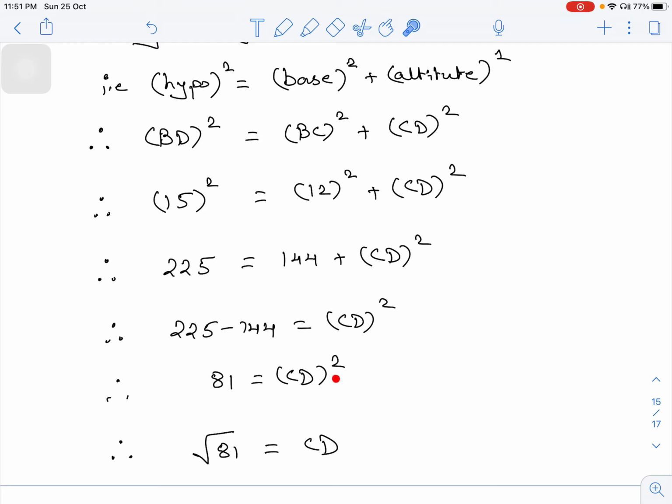But we don't want this square over here, we just want simply CD. So if you want to remove this, what do you have to do? You have to take the square root of both sides. When we take the square root of both sides, we get, the symbol is for square root, square root of 81 is equal to CD.